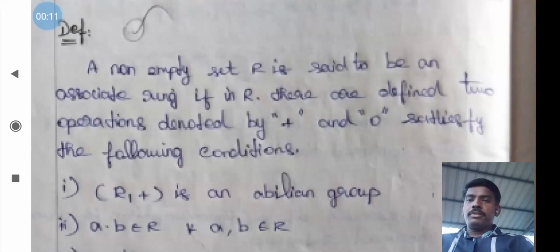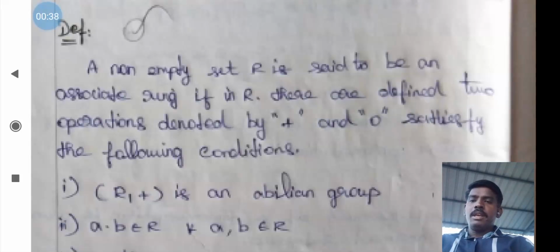Today we are going to see abstract algebra. In that particularly, we are going to see the definition and some results in rings. First, we see the definition of a ring. A non-empty set R is said to be an associative ring if in R there are defined two operations, namely plus and dot, satisfying the following conditions.